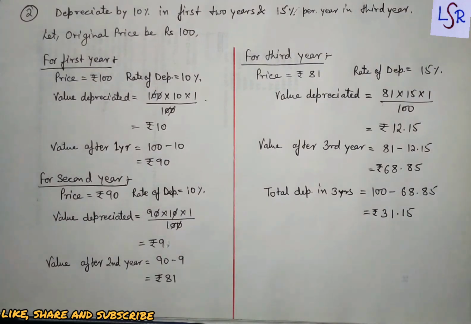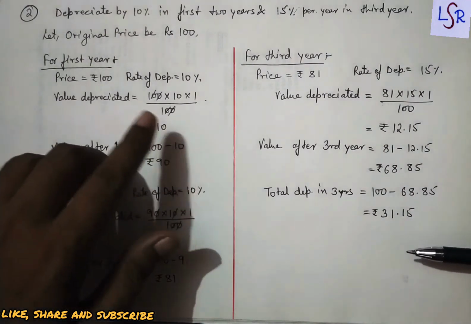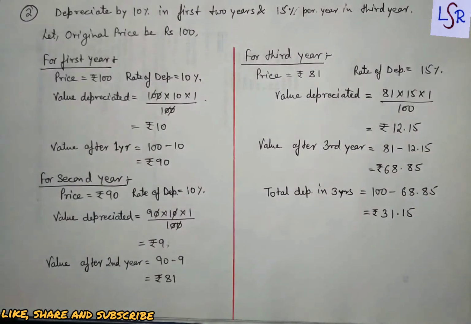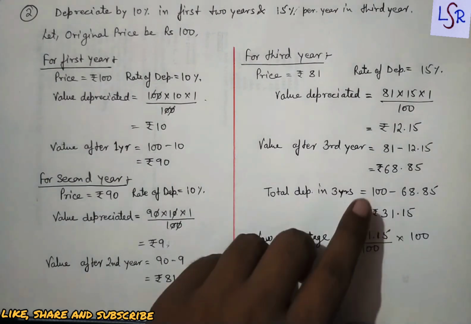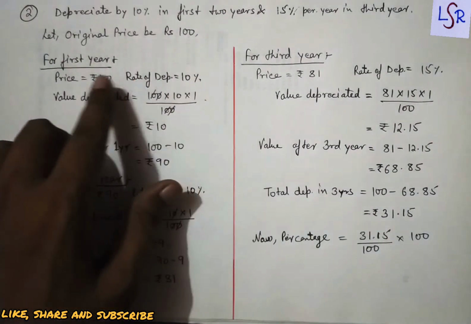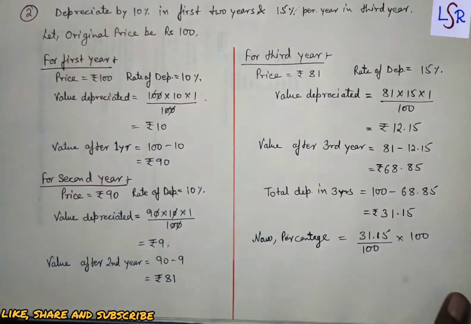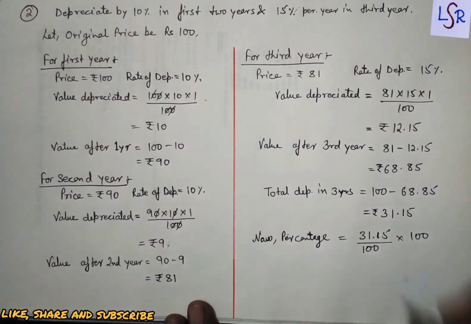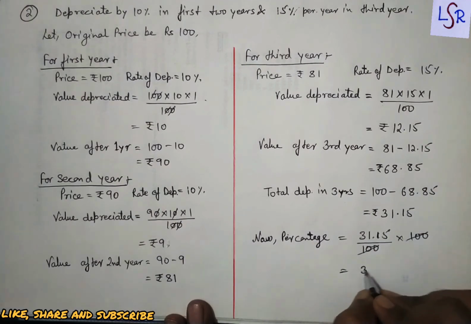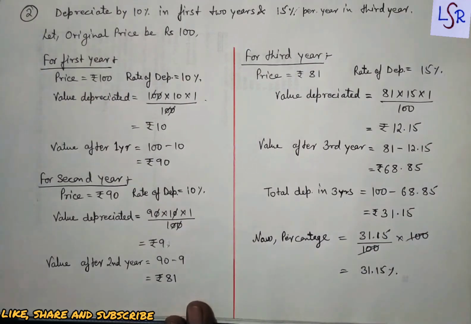Now this depreciation is from rupees 100. Now if we go for the percentage, the percentage depreciation equals the depreciated value upon original value into 100. And on solving it, this will be cancelled out and we will be left with 31.15%. Now let's go for the next question.